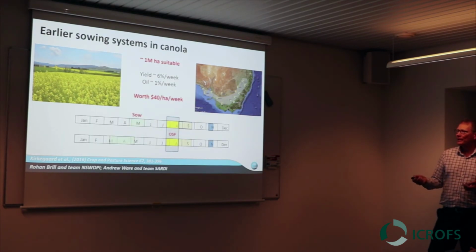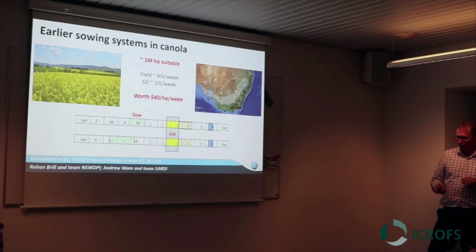So what I'm talking about is simply moving the sowing from May back into March or April. Keep the flowering date, this is the optimal start of flowering. Keep the flowering time the same and the harvest time the same. We're just changing the phenology of the plant so that we can sow it earlier.